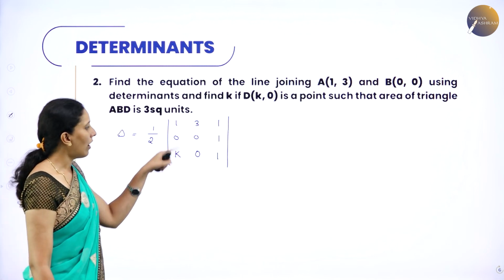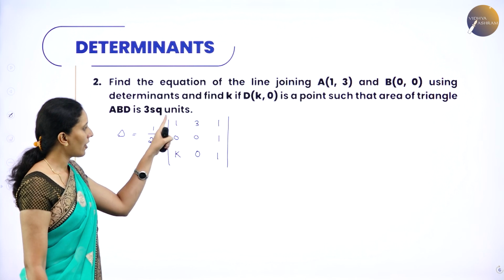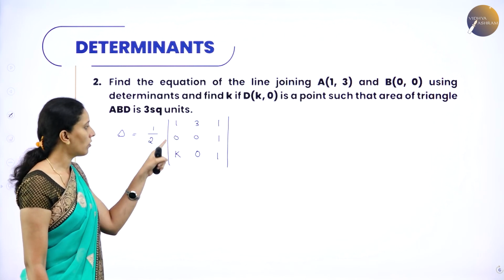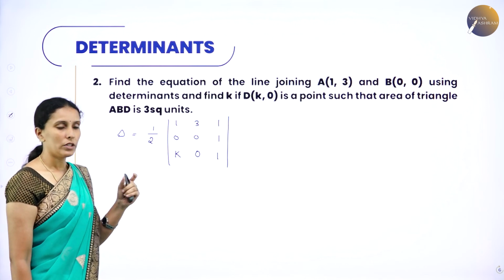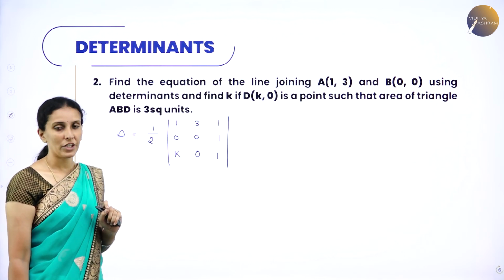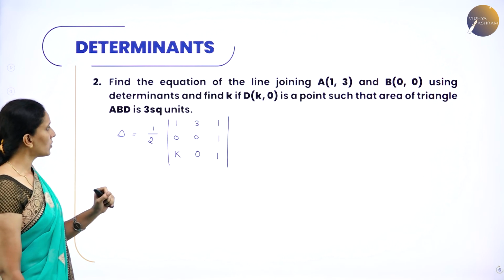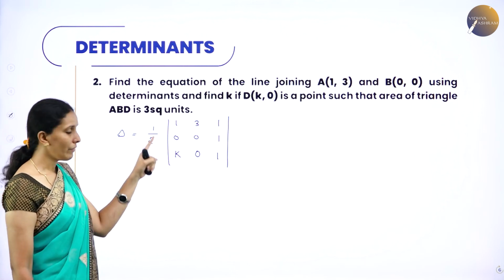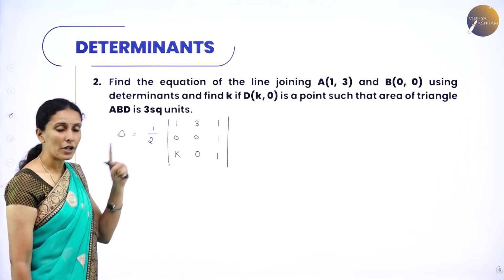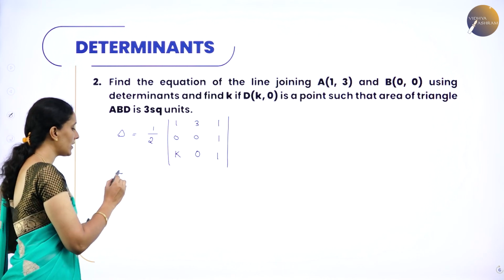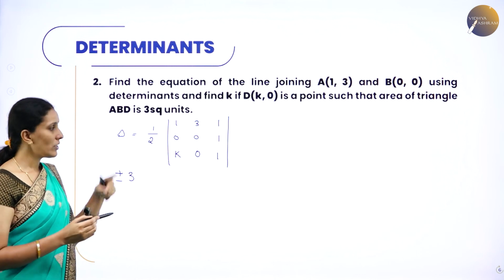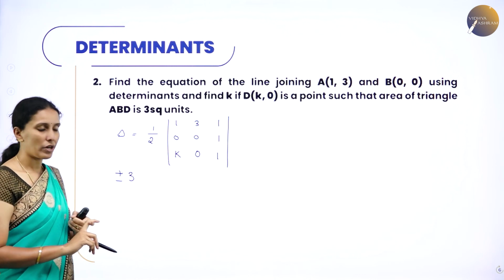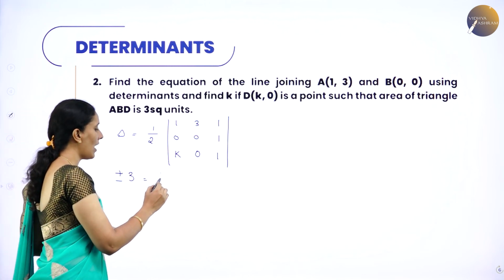You can alter any one of the points. You can write k, 0 here, or 1, 3 here, or you can write 0, 0 in the first row also, so that you can make the simplification easier. And one more thing to note: whenever the area is given and you are finding an unknown point, I already said you should use both positive and negative signs. So the delta value is plus or minus 3 because delta denotes the area of a triangle. So this is equal to half.